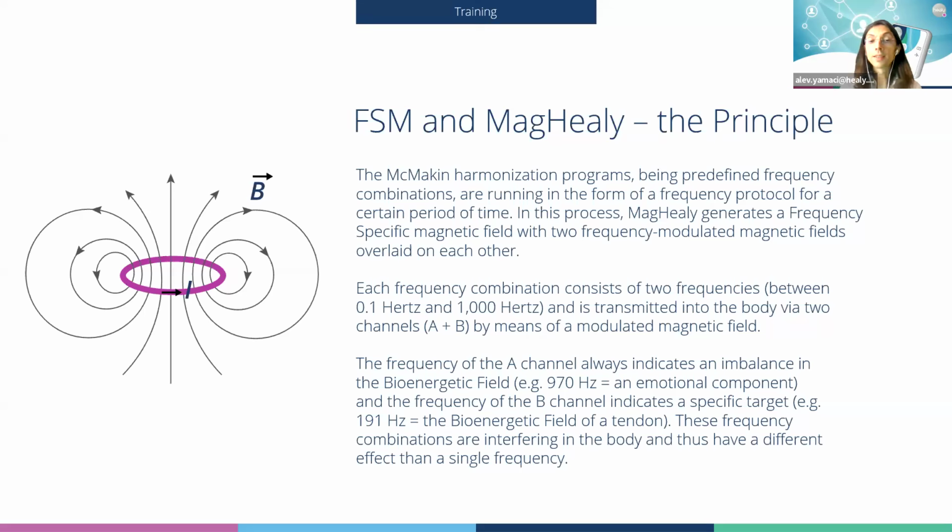Yeah, and then you have this interference effect. So basically, if you have two frequencies that are overlaid, you have more or less a third frequency created. So you have the effect of one frequency, the second frequency, and the overlaid frequency. And that makes it so very special.